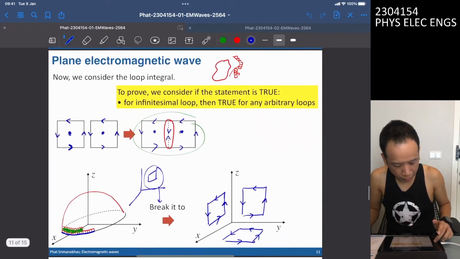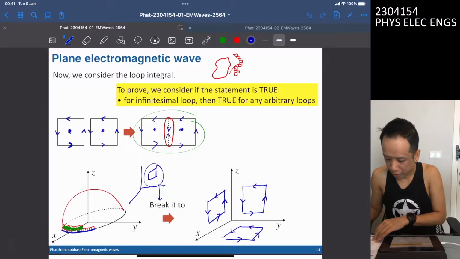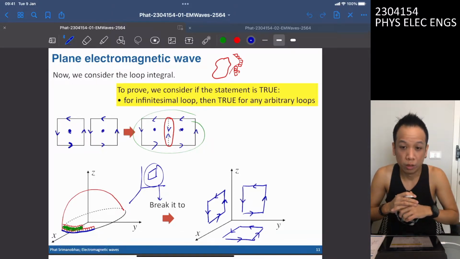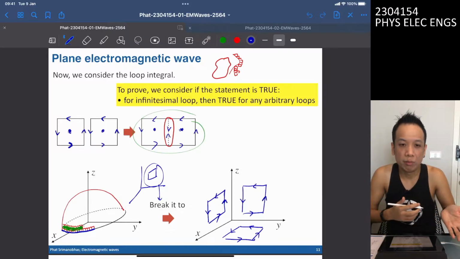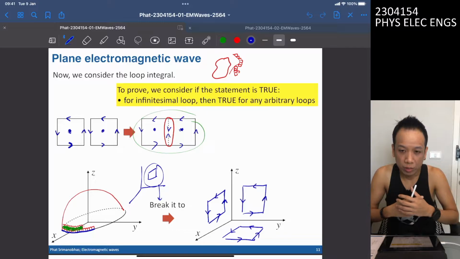And then last time we stopped at the Faraday and Maxwell laws. We said that now we want to prove it with the loop instead of the box, and the principle is the same. If the statement is true for the infinitesimal loop, it is going to be true for any loop, because you can draw any loop from small loops.